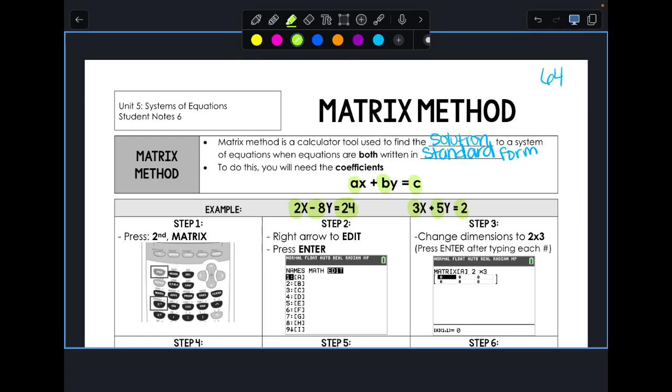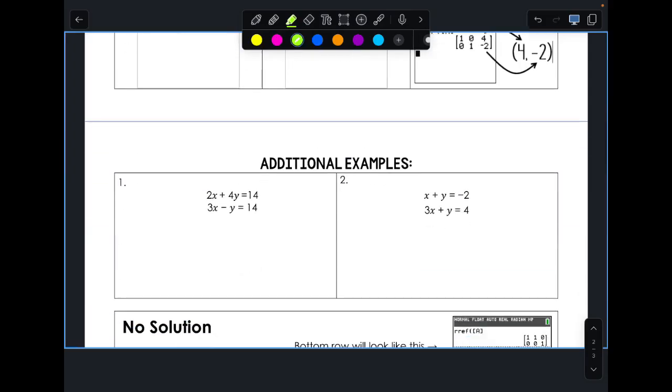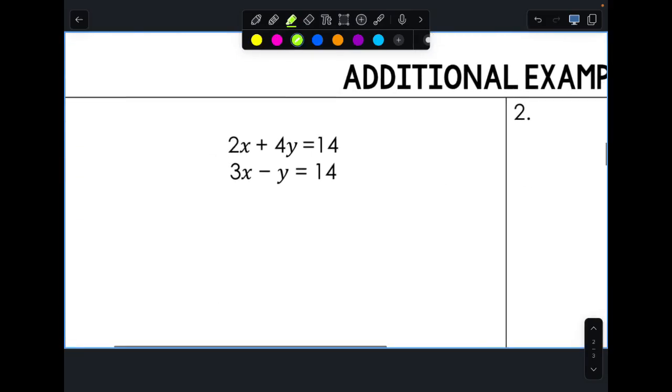All right, we're going to do that first example on the back, number 1. Looking at that very first example, what 3 numbers are we going to use for the first equation? 2, 4, 14. And then what about for that second equation? 3, -1, 4. Very important, -1.